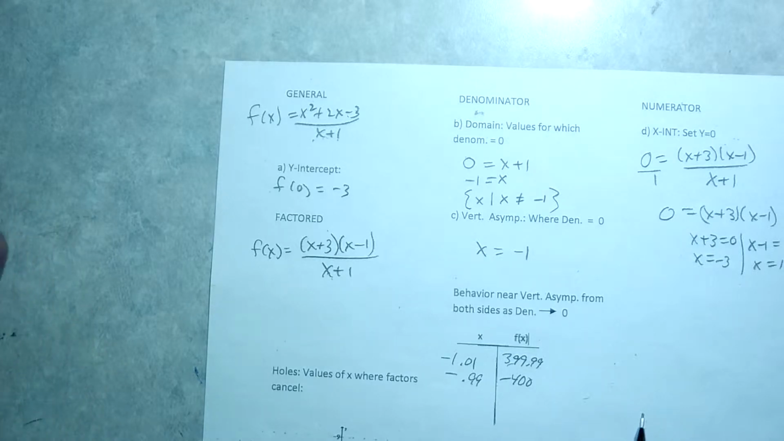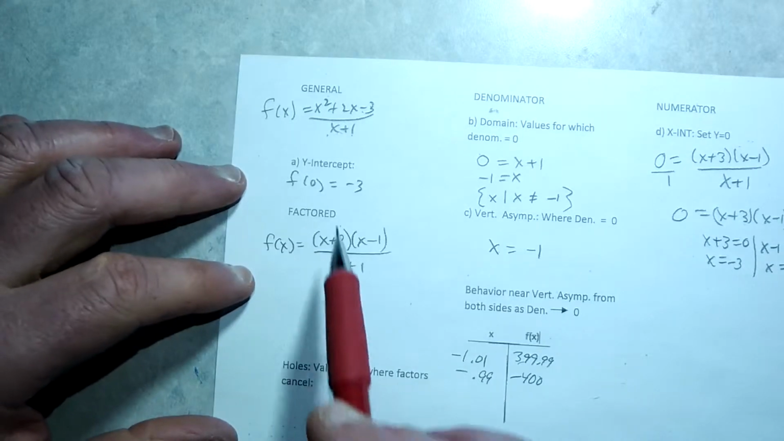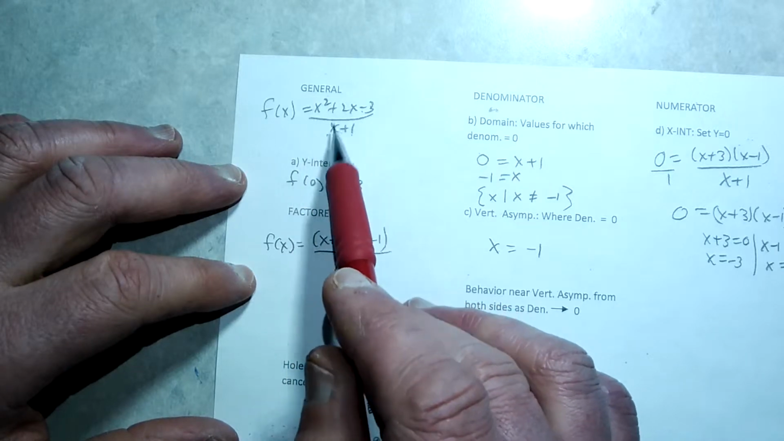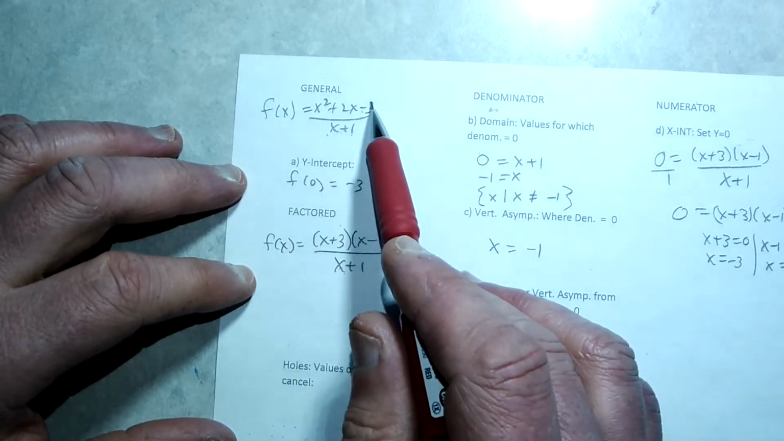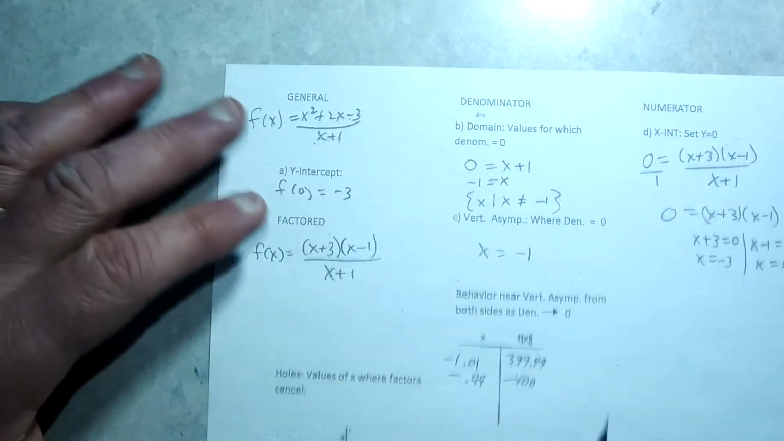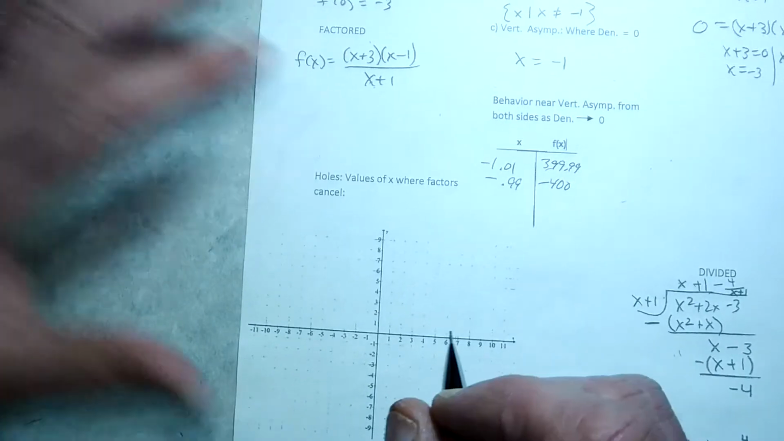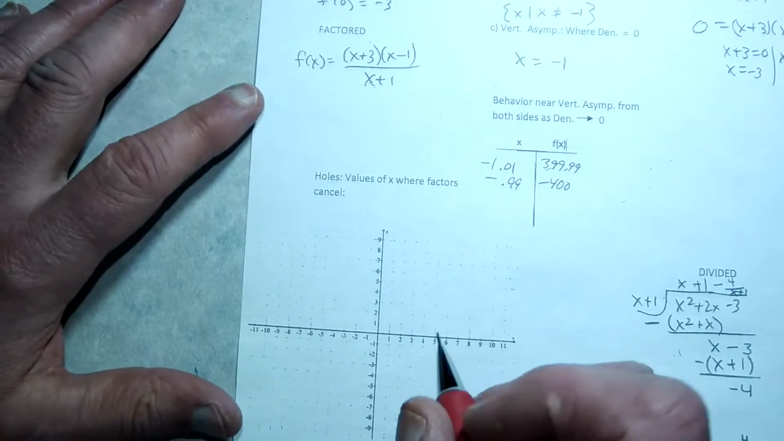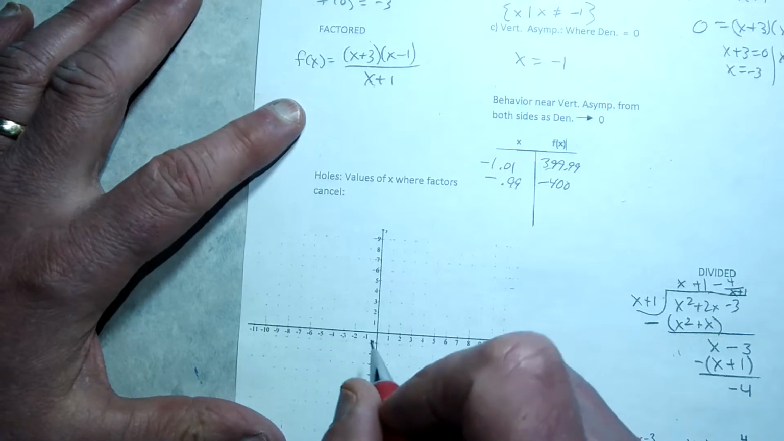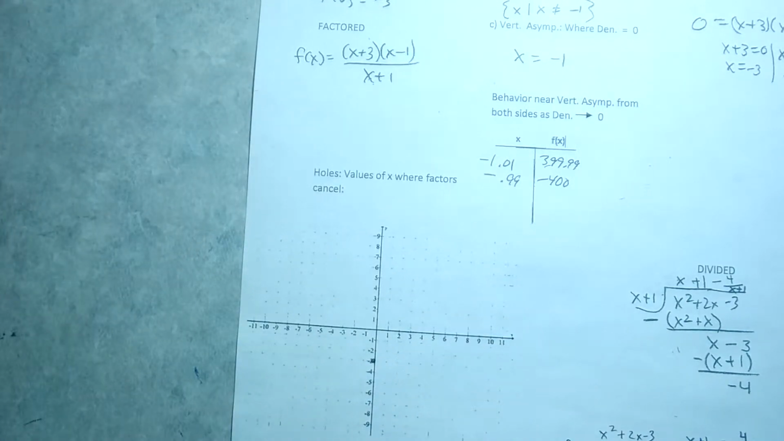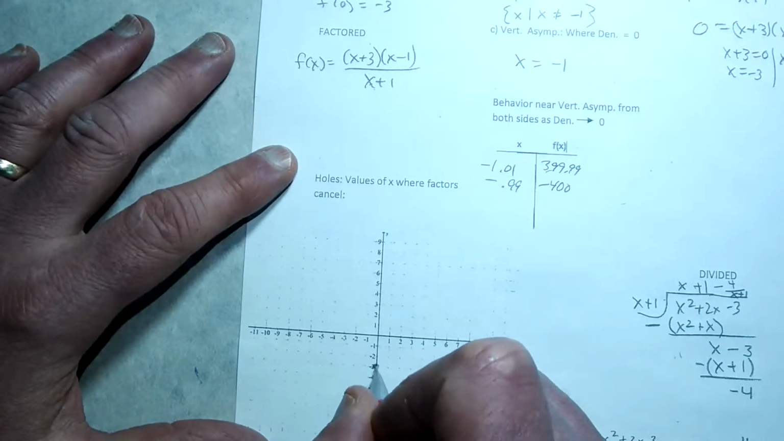So what we're going to do here is first find the y-intercept, and that's by putting 0 in. And we got 0 here, here, and here would just give me negative 3 over 1. And there's my y-intercept. And so let me put that here on the graph. And that would be right here at negative 3, right here.